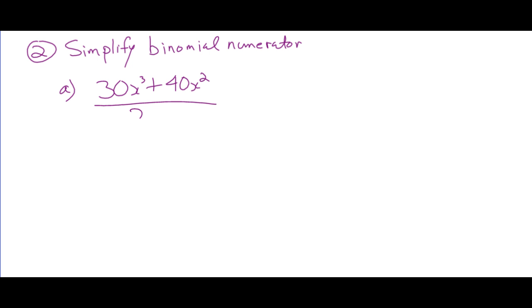A binomial numerator. Let's do a binomial numerator, and we'll have a monomial denominator. Let's try this one: 30x cubed plus 40x squared over 25x squared. Okay, so step 1. This time there is something to factor, right?